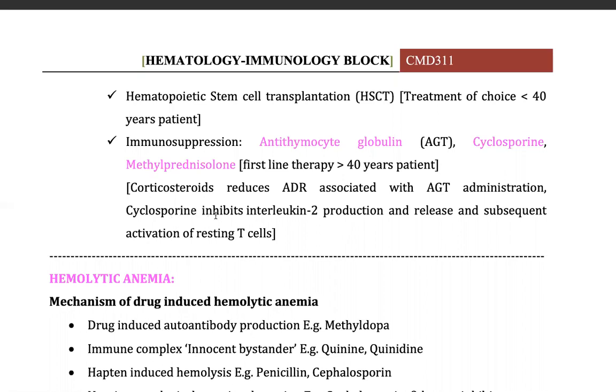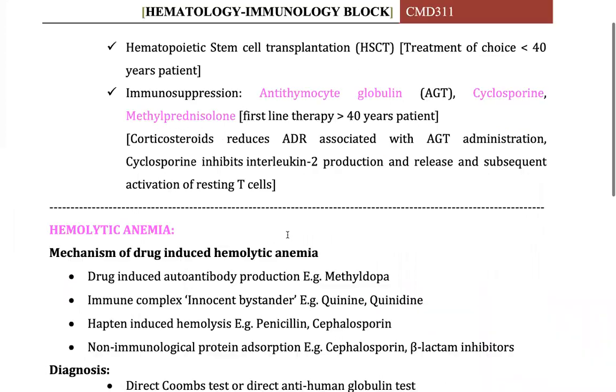Also, cyclosporine inhibits interleukin 2 production and release, and the subsequent activation of resting T cells. In summary, they reduce the antigen antibody reactions by immunosuppression actions. So these are the main therapy for aplastic anemia.